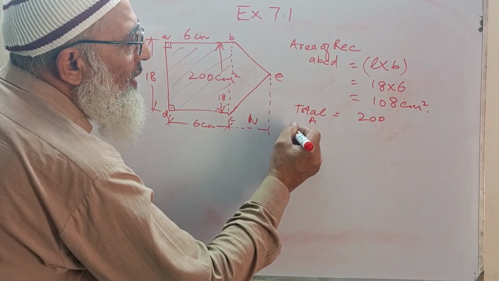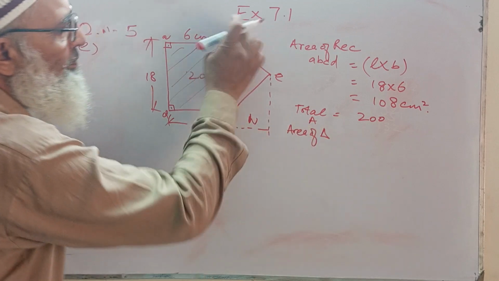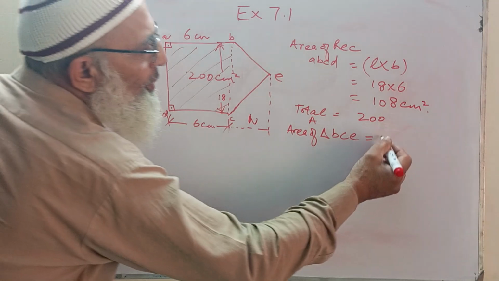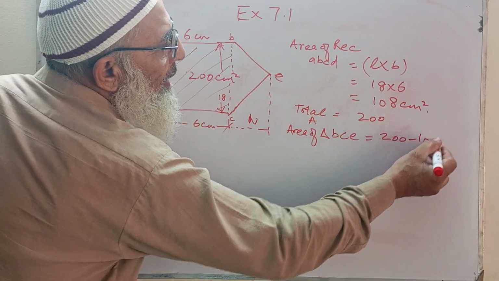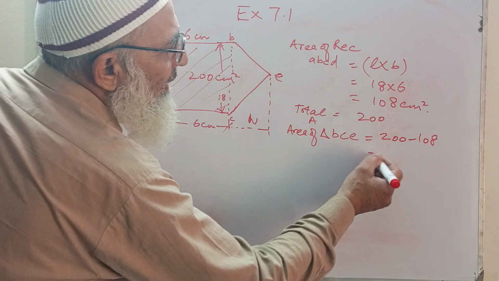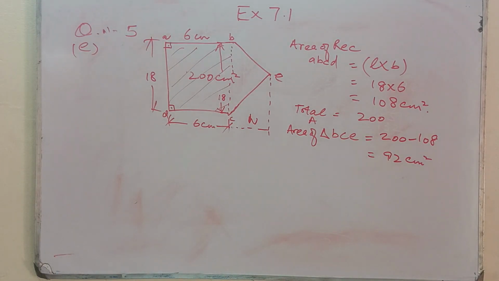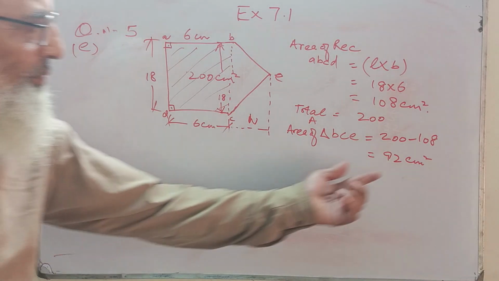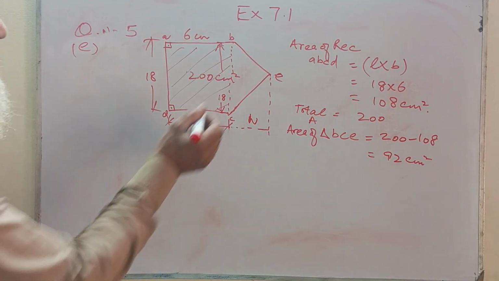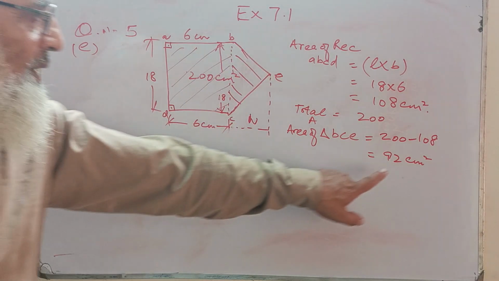Area of triangle BCE is equal to 200 minus 108. What will it become? 92 centimeters square. Now, since we have come across the area of this triangle, this triangle is 92 centimeters square.